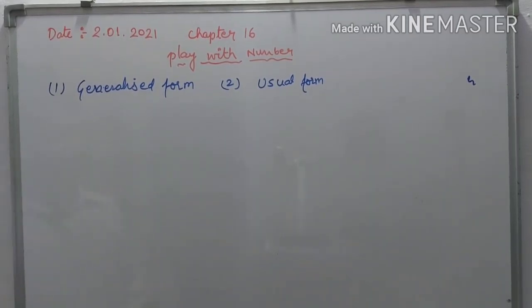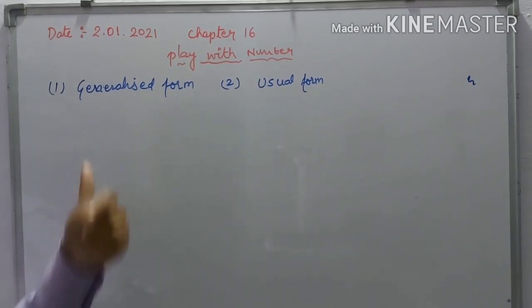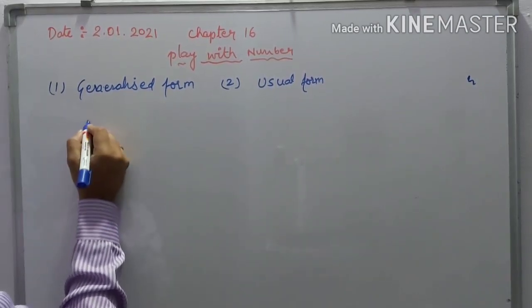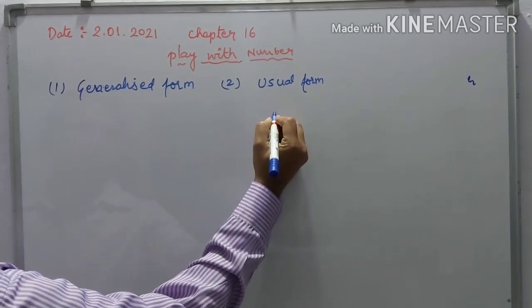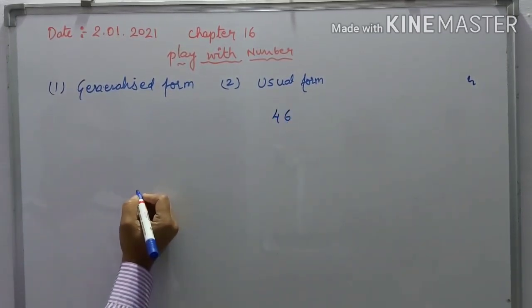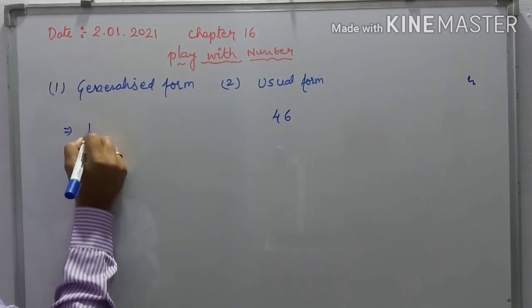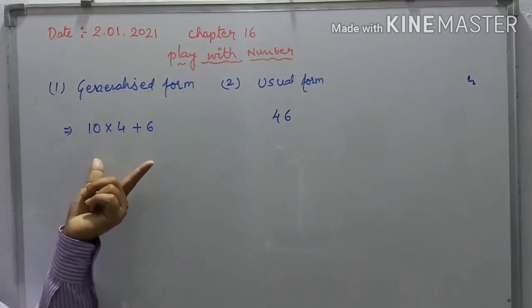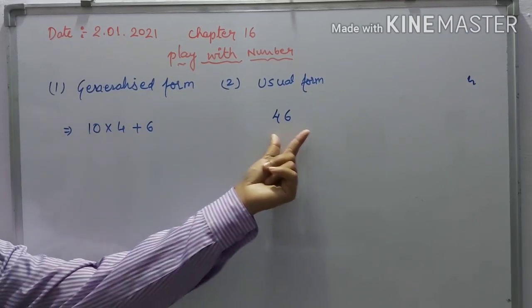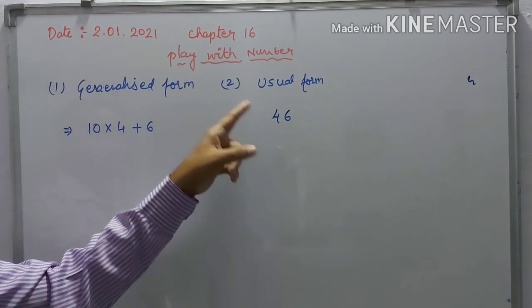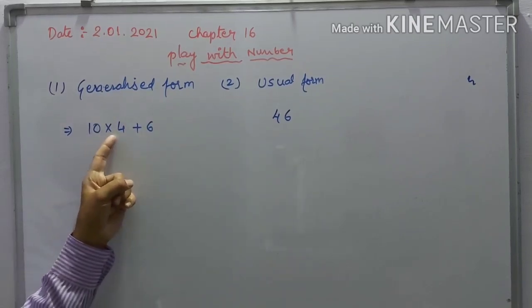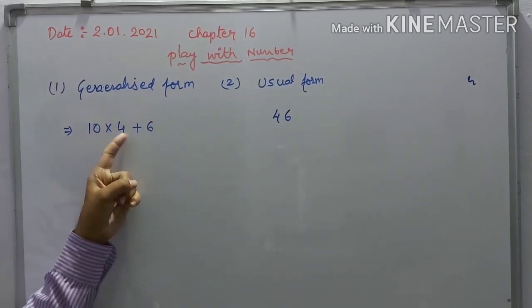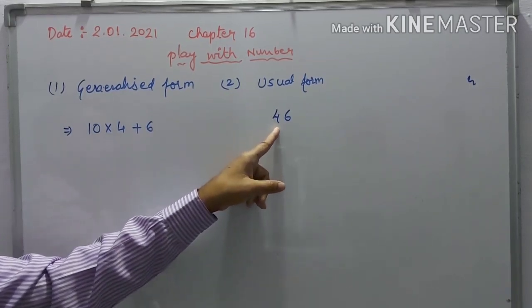In previous classes, say 5th class, 4th class, you have learned the expanded form. The expanded form is another name for generalized form. Suppose a number in usual form is 46. The generalized form of 46 you will write as 10 into 4 plus 6. The expanded form is called the generalized form. Usual form 46, generalized form 10 into 4 plus 6, and 10 into 4 plus 6 in usual form is 46.